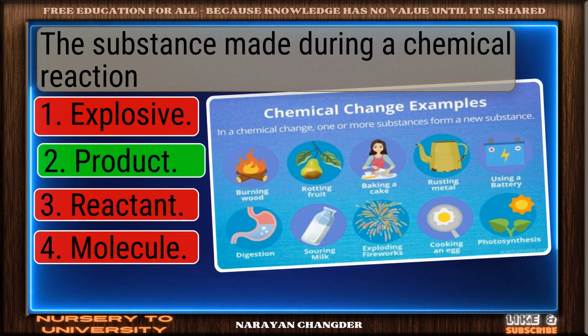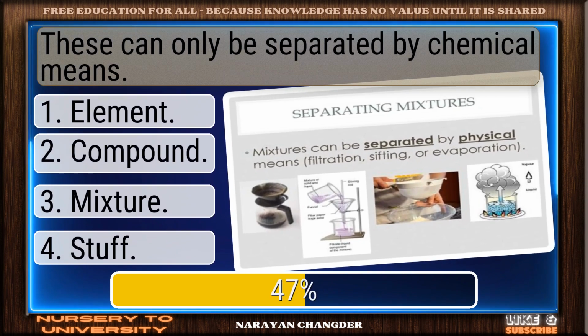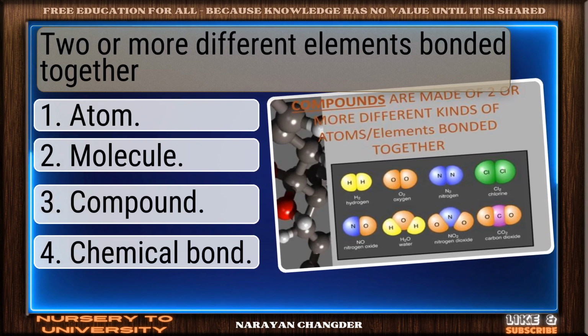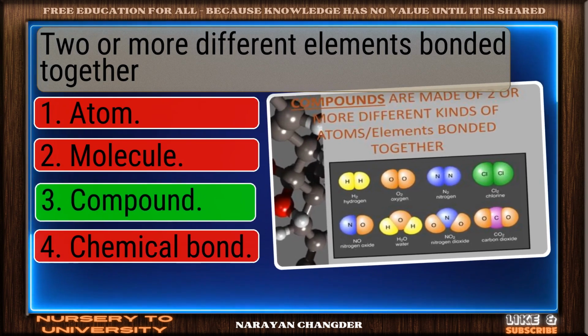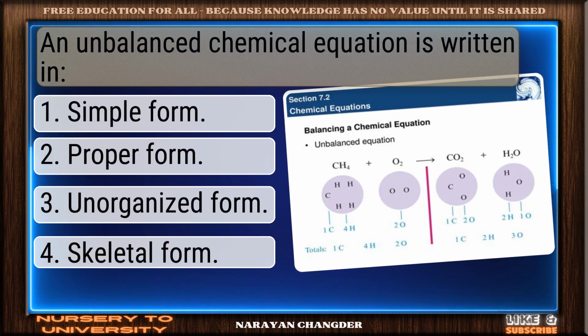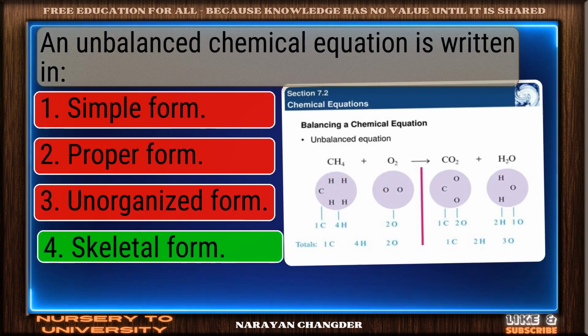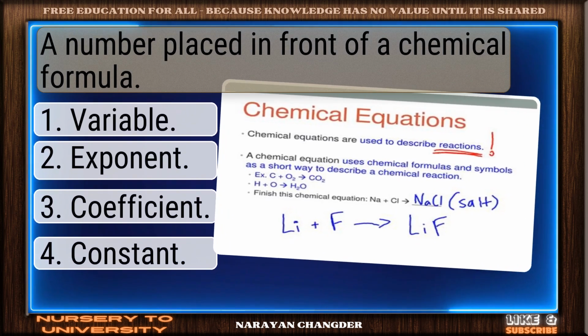Nice work, product. These can only be separated by chemical means. That's it. Compound. Two or more different elements bonded together. You got it, compound. An unbalanced chemical equation is written in ___. Right, skeletal form.